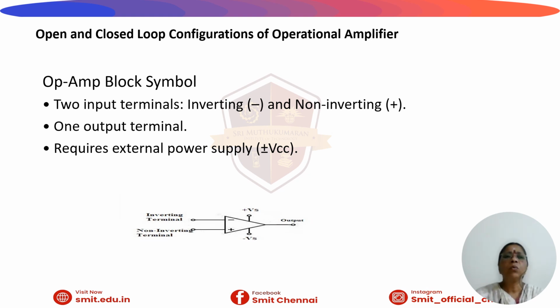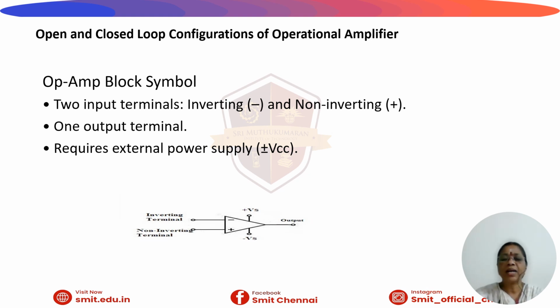Before going into what is open loop and closed loop, we should know what is op-amp. Op-amp is an operational amplifier with two input terminals and one output terminal. The symbol is shown here. Two input terminals are designated as inverting and non-inverting terminal, and one output terminal. It requires external power supply plus or minus VCC. Generally, it ranges from plus 15 volt to minus 15 volt.